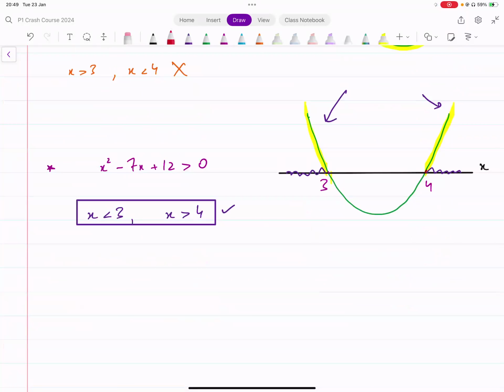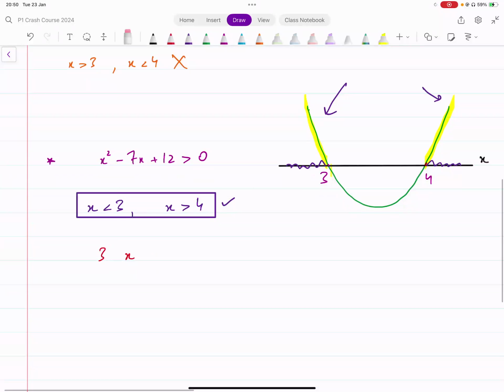Again, a common error here is to write it like this instead. You might say it's less than 3 and greater than 4. Some people write it like this, I think. Or maybe like this, in fact. They would say it's greater than 3... no, less than 3. So some people actually end up writing it like this, that x is less than 3, x is greater than 4.